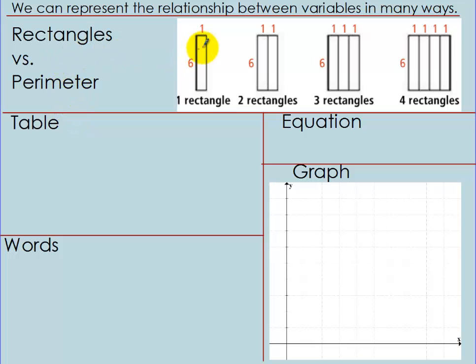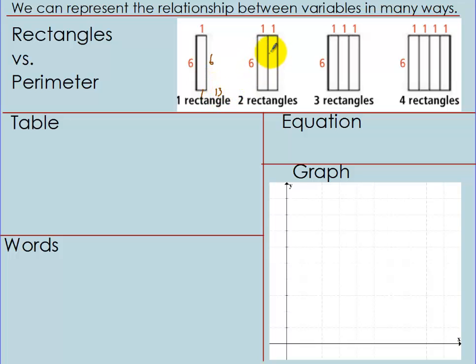So, it's the number of rectangles versus the perimeter of the whole shape. For example, this first shape right here, the perimeter of the shape, well, if this side is 1 and this side is 6, so it's 6 plus 1 plus 6 on this side and another 1 on this side. So that perimeter would be 13.